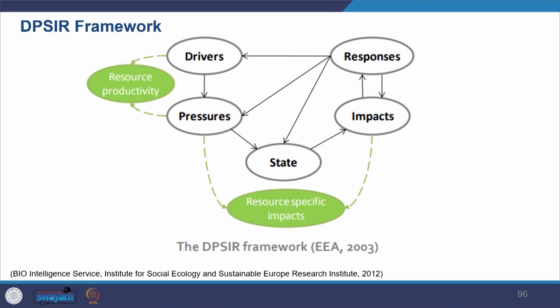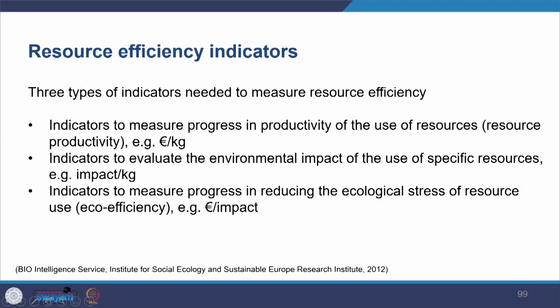That also you need to look into, and then what kind of impact it will have, and what kind of response it will have in return, and what kind of policy interventions you're going to take to improve productivity, and how you're going to deal with specific impacts. So the report provides the DPSIR framework for how to deal with and understand this. The report also gives you the indicators.